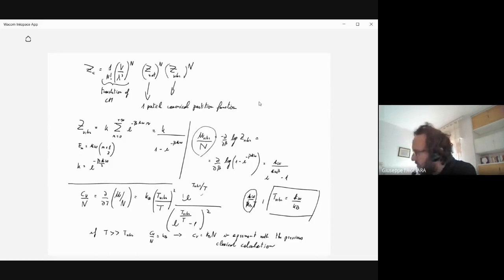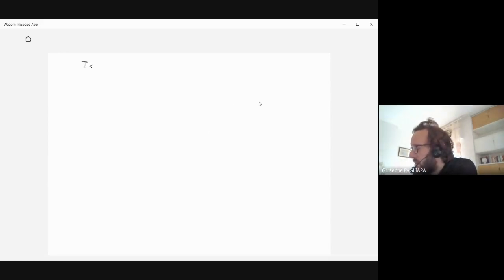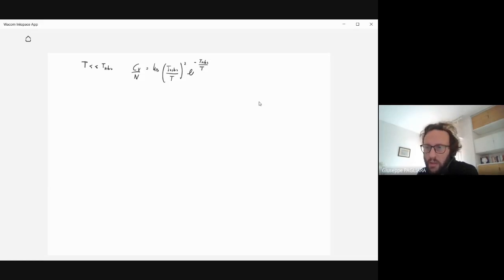What happens instead, let me change page, when the temperature is much smaller than T vibrational? In this case the heat capacity per particle is equal to kB, T vibrational divided by T to the power of 2, and then I get an exponential. I'm just considering the limit for small temperature of the previous expression. The exponential in the denominator can be removed, the denominator will just be 1. And you see here that I have an exponential suppression at small temperature.